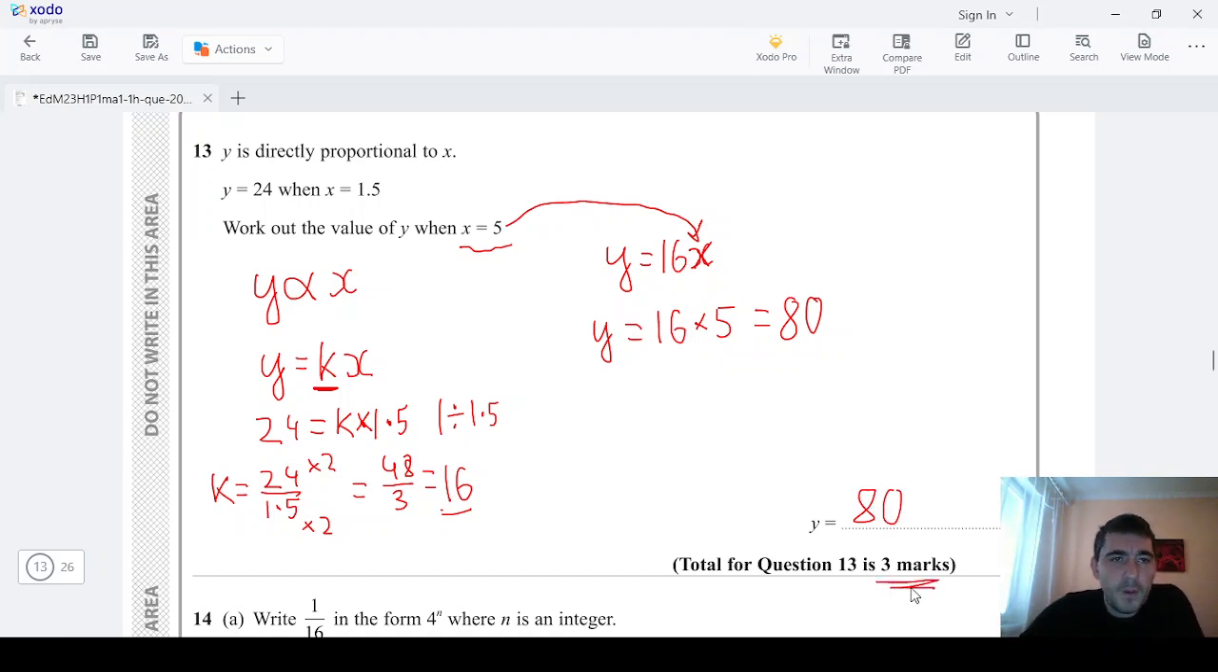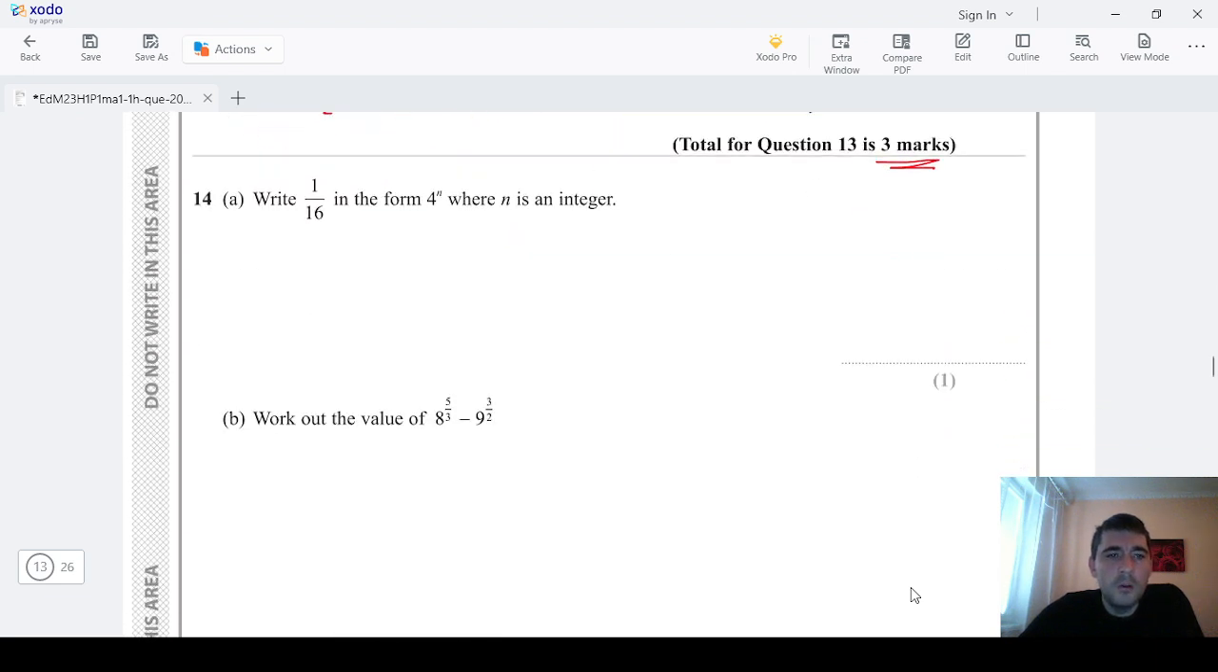Okay, now let's move to the next one. Write 1/16 in the form of 4 to the power of n. Okay, so recap the laws of indices. One of the laws is if we've got a to the power of negative n, what it does is flip the fraction upside down. It moves the base to the denominator, so 1 over a to the n.